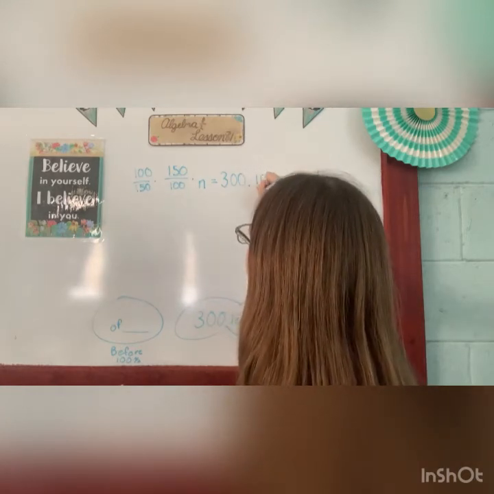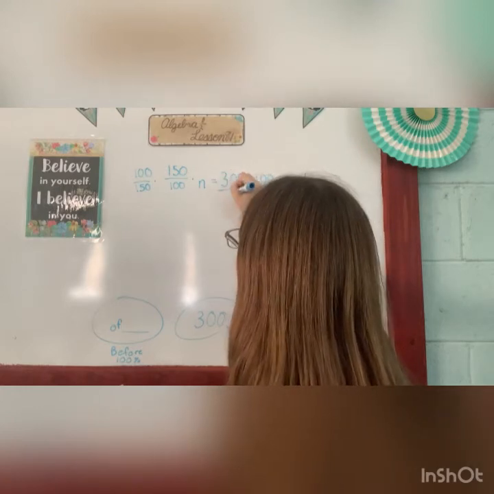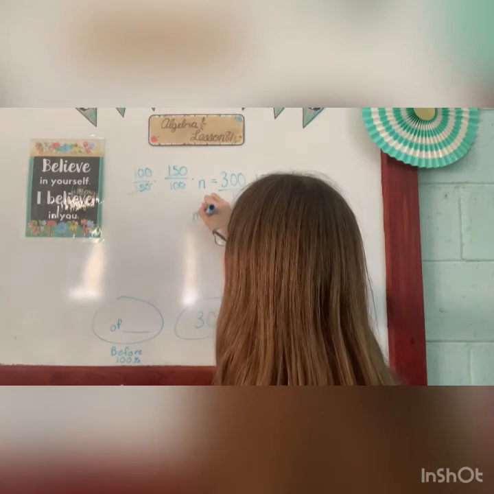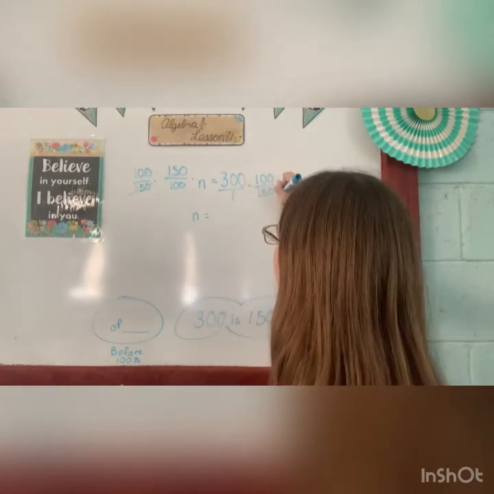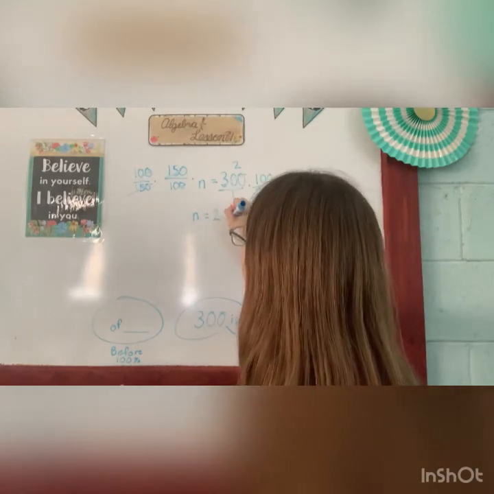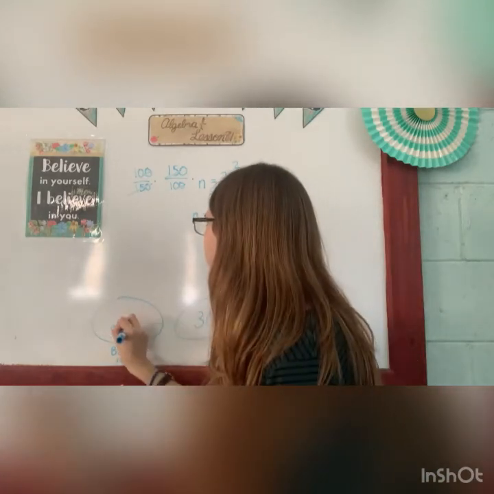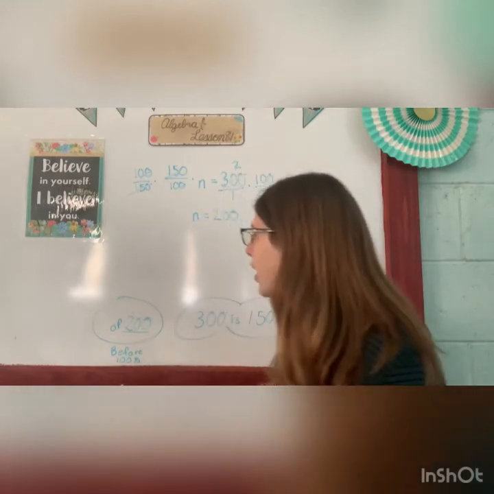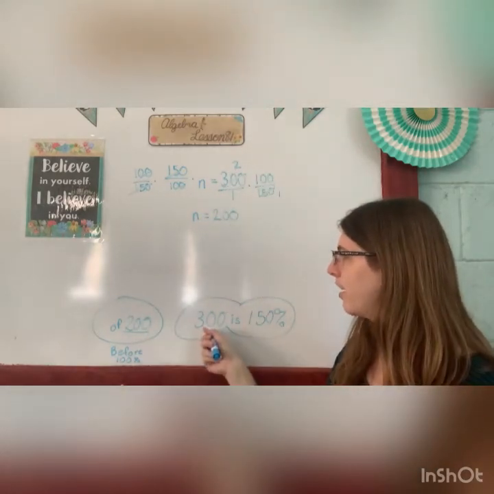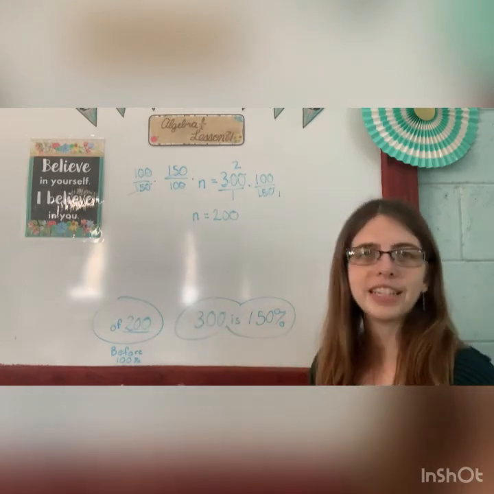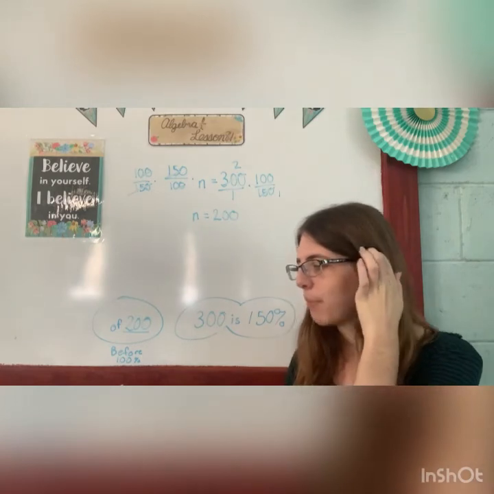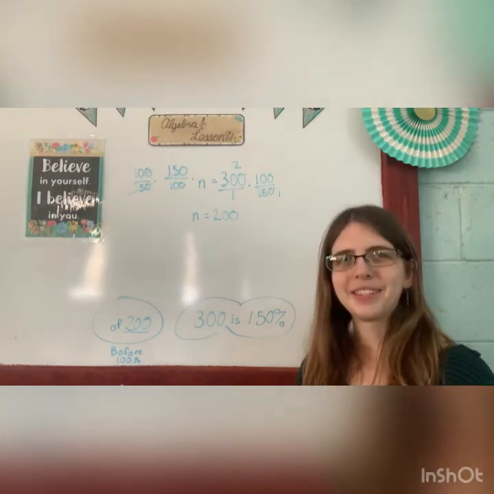So 100 over 150. Over here, everything cancels and I'm left with n. Over here, 150 goes into 300 2 times. 2 times 100 is 200. So the number, my original number, is 200. Quick mental check, is 200 less than 300 here? Yes, it is, so I know that I at least went in the right direction. Okay, go ahead and pause your video, do your practice.